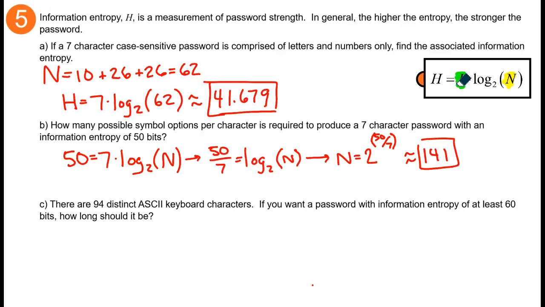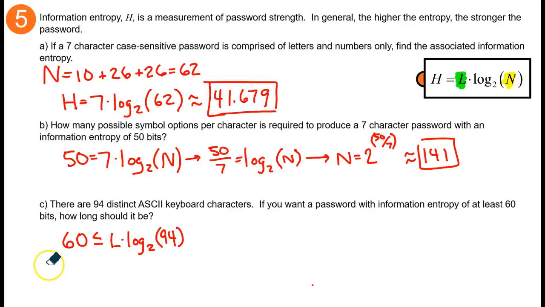How long should a password be if we want a certain number of characters and we want a certain strength? So we're going to go ahead and set up an equation that looks like this. If we want an information entropy of at least 60, that means L times the log base 2 of n has to be greater than or equal to 60. So let's go ahead and substitute in what we know. We have n as 94, so I'm going to go ahead and replace this value of n with 94.